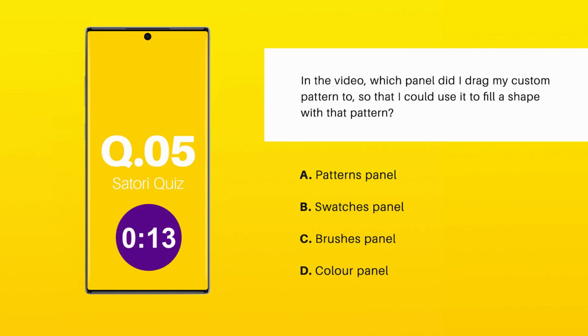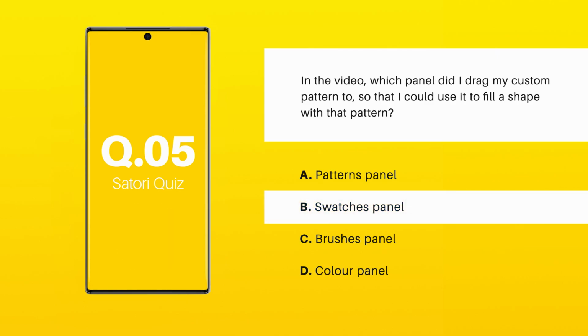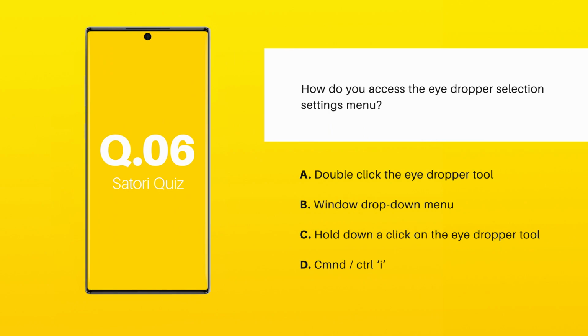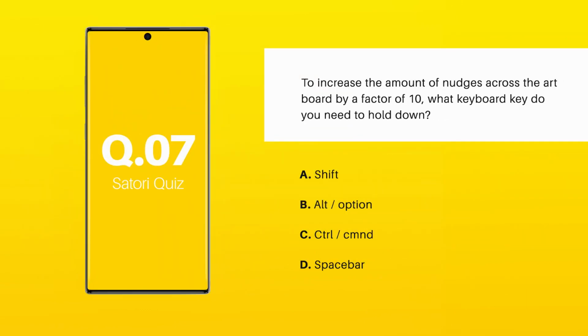Which panel did I drag my pattern to so I could fill a shape with that pattern? How do you access the eyedropper selection settings menu? To increase the amount of nudges on an object by a factor of 10, which key do you hold down?